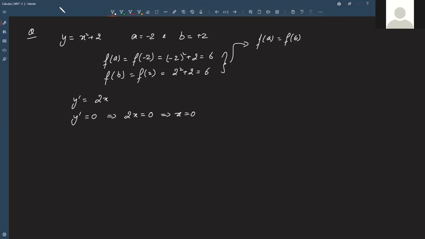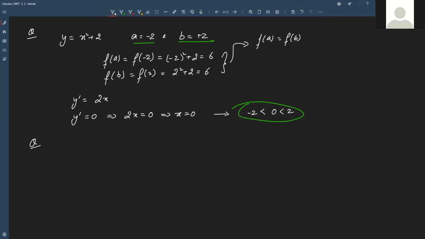And what do we see here now? There is a point where differentiation is 0. And where exactly is that point? That point 0 is actually between minus 2 and 2. So that means we have f dash c equal to 0 such that c lies between the two extremes, that is a equal to minus 2 and b equal to plus 2. Right. So that was about Rolle's theorem. That's how you have to prove or verify Rolle's theorem.